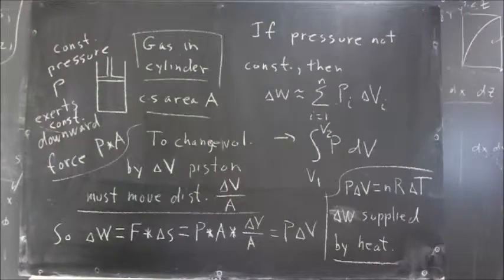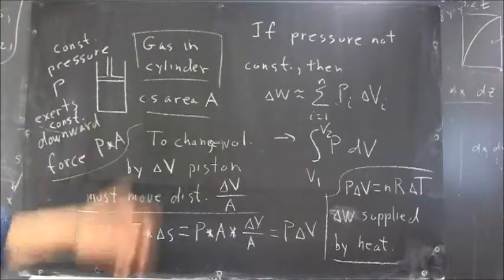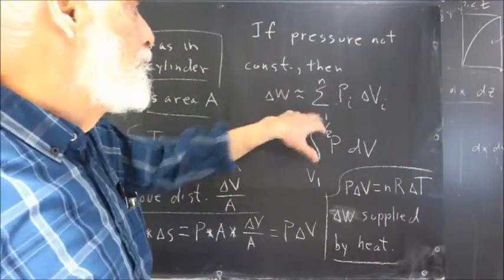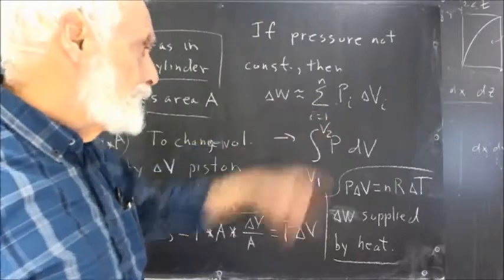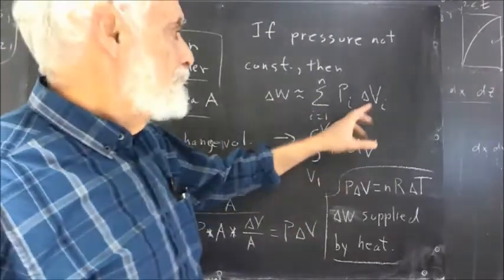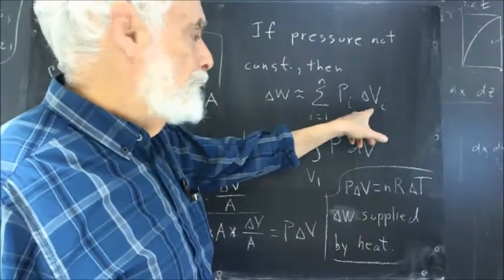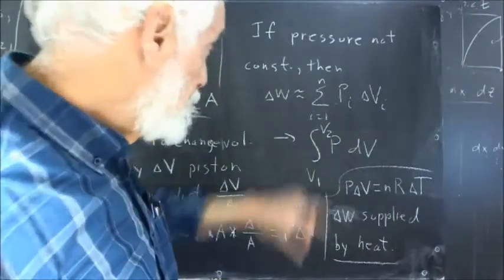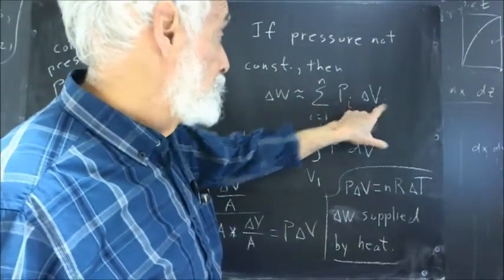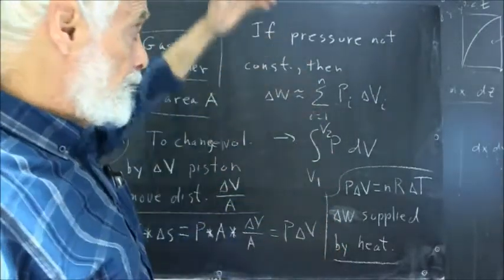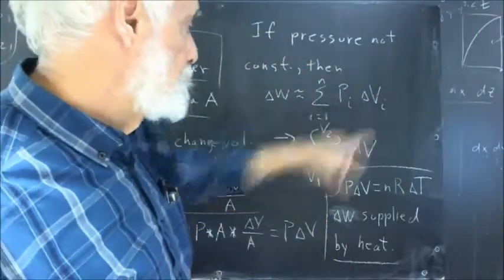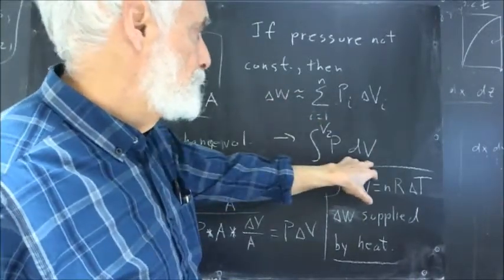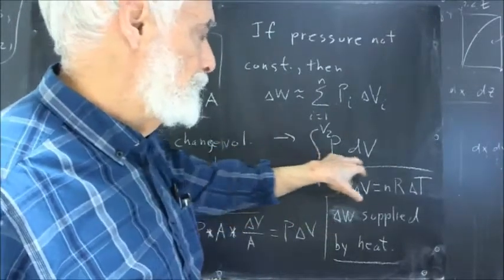It's P delta V. Now, if the pressure is not constant, then the work done is going to be approximately equal to the sum of the work contributions from a larger number of delta V's, each of which is small enough that it doesn't cause much change in pressure. So when we sum up the P delta V contributions, as we change the pressure and the volume accordingly, the sum of those contributions approaches the integral of P with respect to V, the integral from V1 to V2 of P dV.